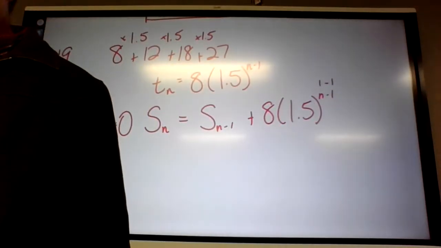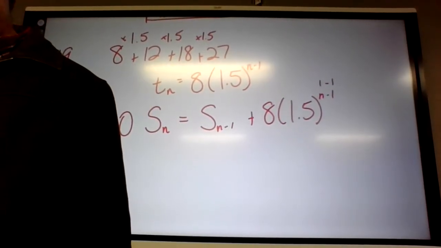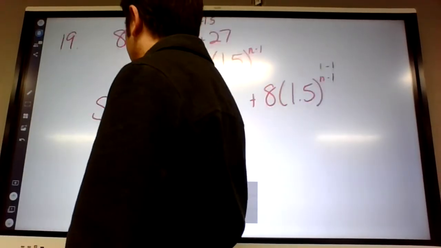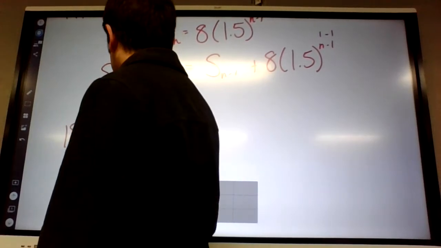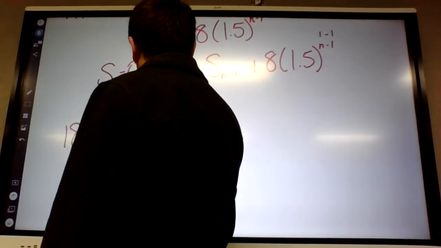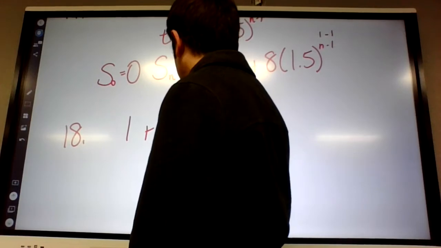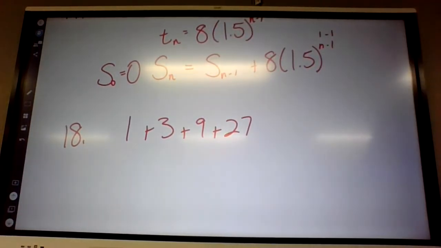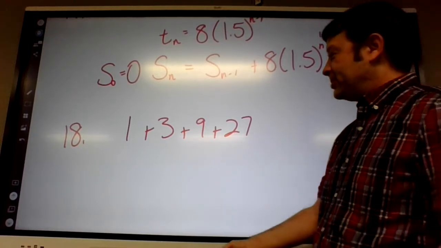All right, let me help you guys on 18. Let's look at these two. 1, 3, 9, 27. You guys see the pattern on that one? I'll multiply by 3 every time. Yeah, it's multiply by 3.